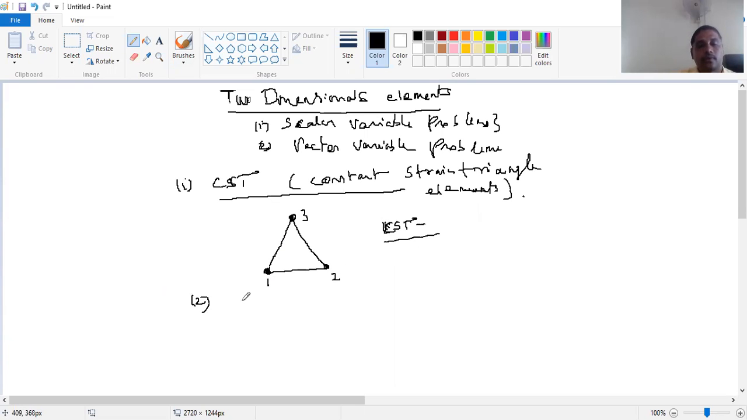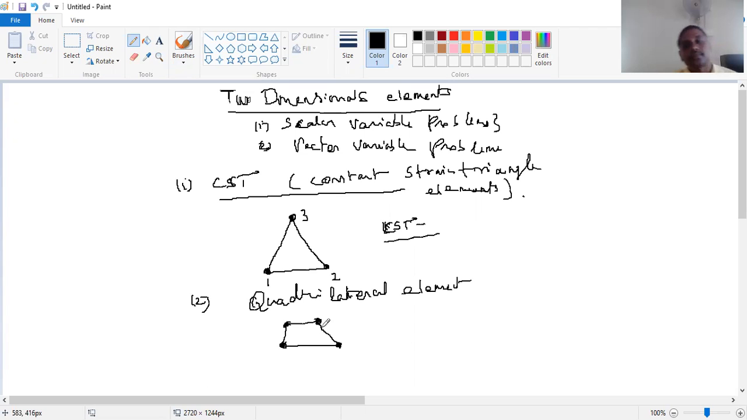The second one is the quadrilateral element. It will be a quadrilateral in nature. A linear quadrilateral element consists of all corner nodes. It has 4 nodes, one at each corner.